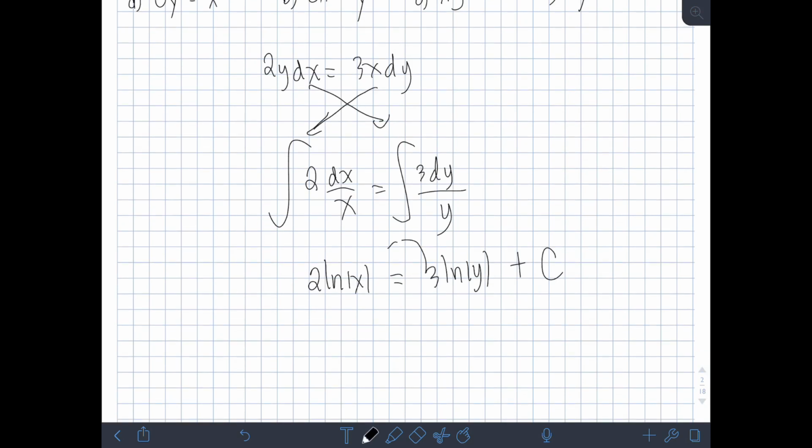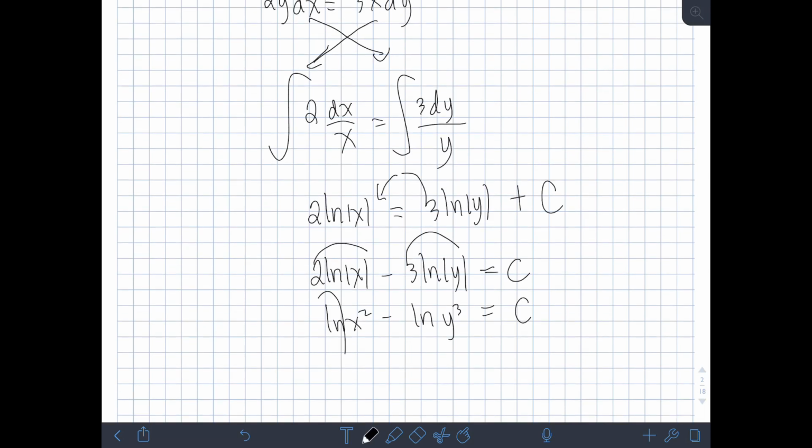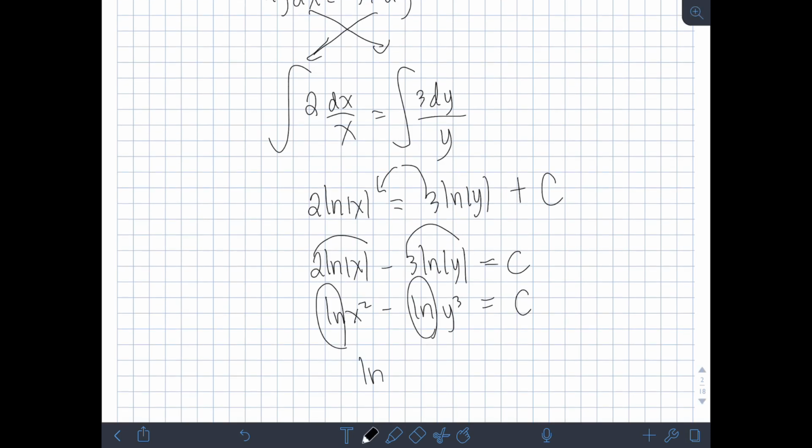Okay, so transpose ko na lang uli dito si 3 ln y. So, 2 ln x minus 3 ln y equals c. Tapos, applying power rule for logarithm, pwede nating itaas itong mga coefficients. Magiging exponent sila. So, ln x squared minus ln y cubed equals c. And then, applying division rule for logarithm, same base e, pwede nating pagsamahin. ln x squared over y cubed is equal to c.